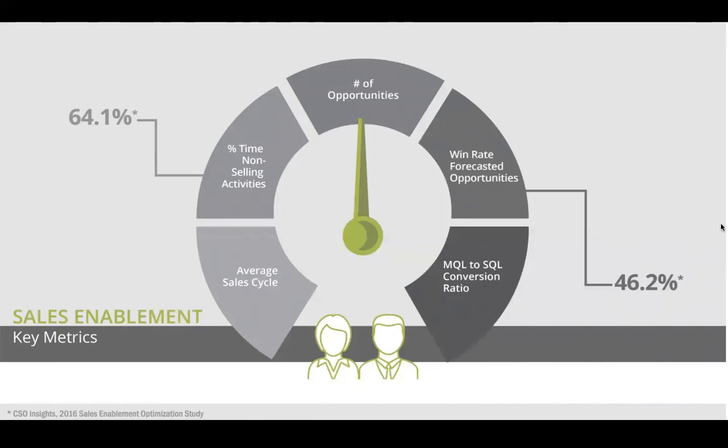First one I want to talk about is win rate of forecasted opportunities. So with this metric, sales management or a sales rep will forecast that they will close an opportunity. What is the actual win rate of that forecast? And CSO Insights, which is an analyst firm, benchmarks this, and they benchmark this at 46%. So that means a sales rep or a sales manager will say, I'm going to close this deal, and actually, only 46% of the time do they close it. This is across all B2B companies.